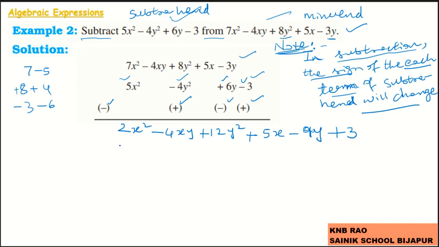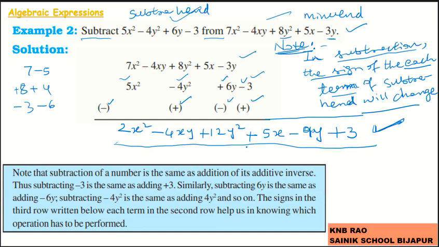So this is the result of the operation subtraction, which we call the difference. So this is the resulting algebraic expression: 2x square minus 4xy plus 12y square plus 5x minus 9y plus 3. On page number 139, this example is given in your textbook. You can watch it and cross check whether I have done it correctly or not.